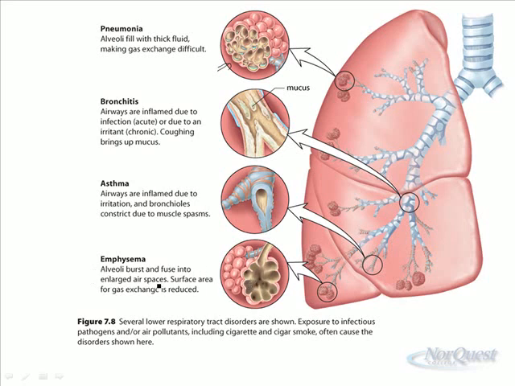These alveoli burst and fuse into enlarged air spaces, and really what's happening is we're getting a reduced surface area. Less area for gas exchange, lower lung volume.